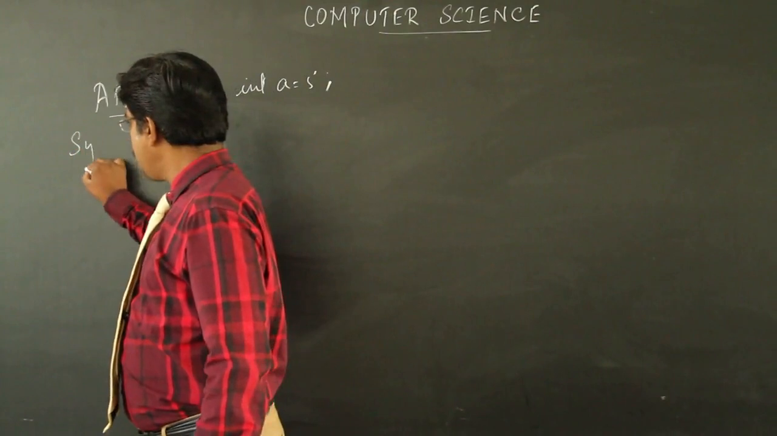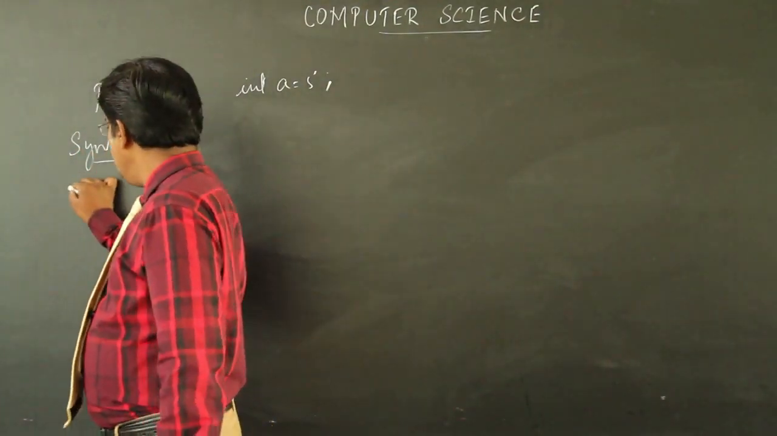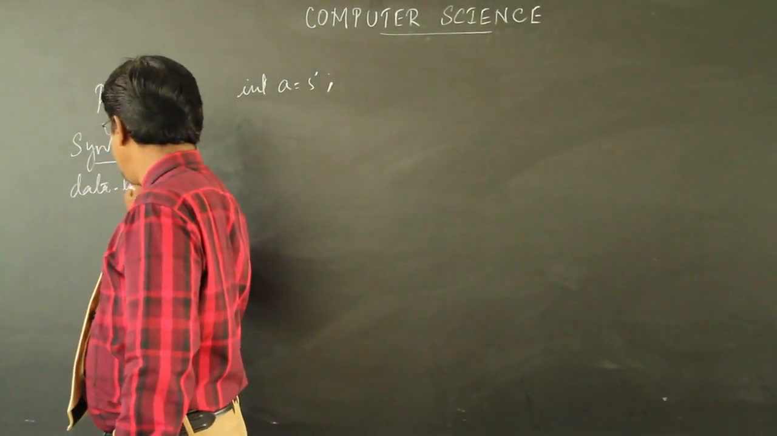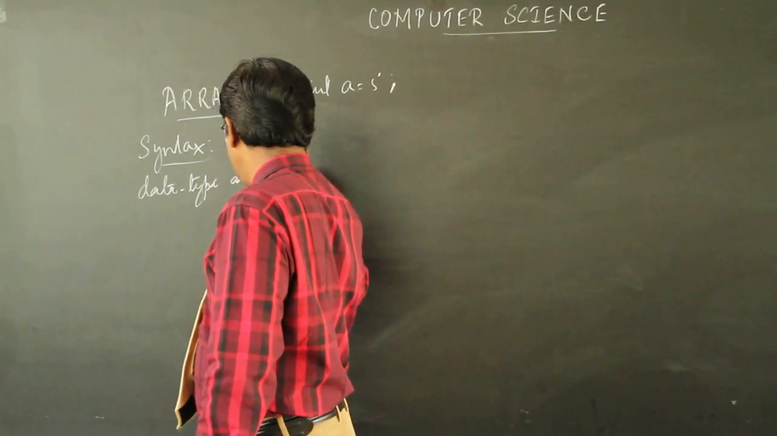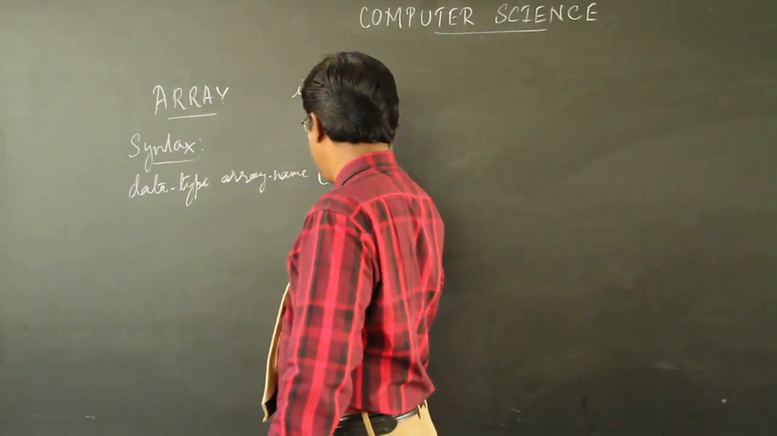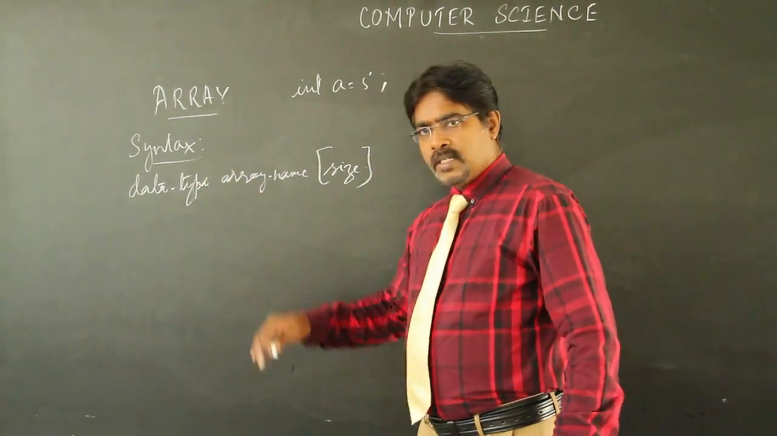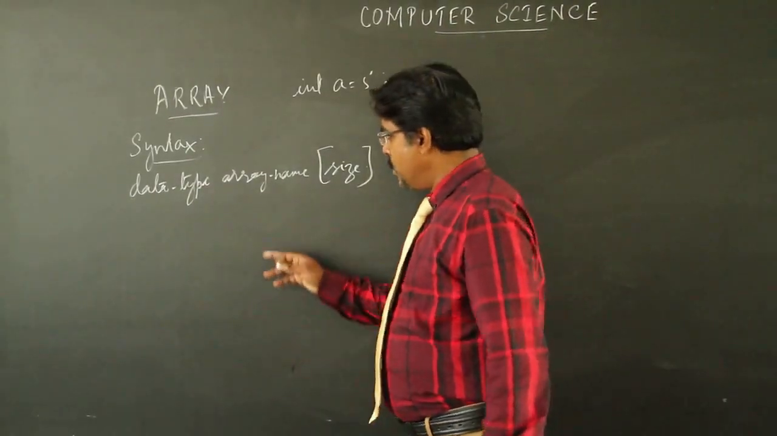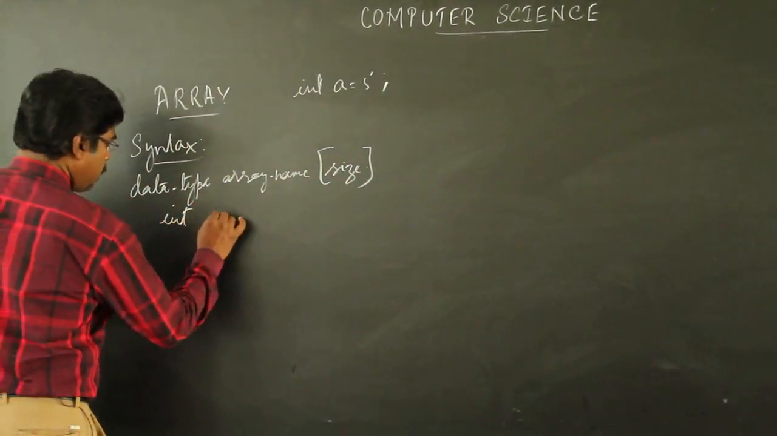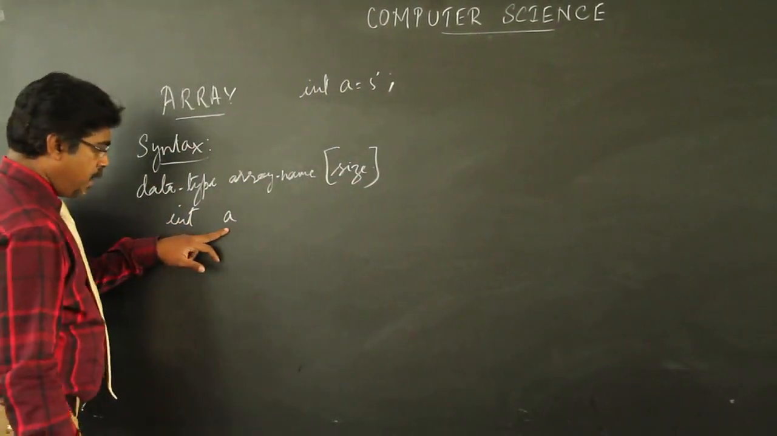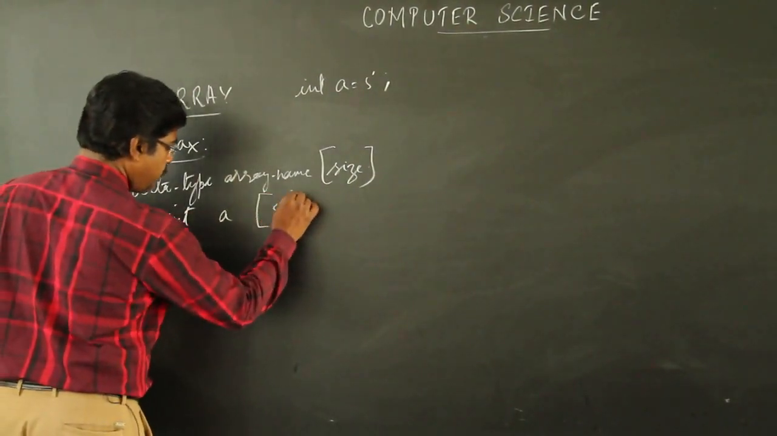Before that, the syntax goes like this. Syntax will be data_type, then we have array_name. After that, there is a square bracket, and then we write the size there. To this syntax, I would like to give the example. That is, int a, where a is the array name, int is the data type, then size I would like to take 5.